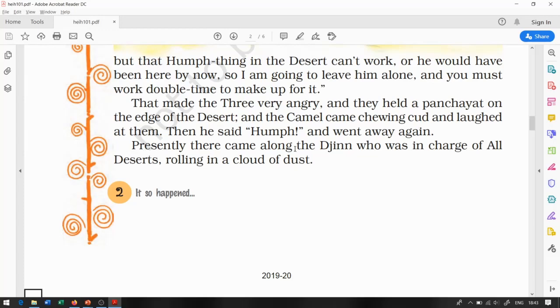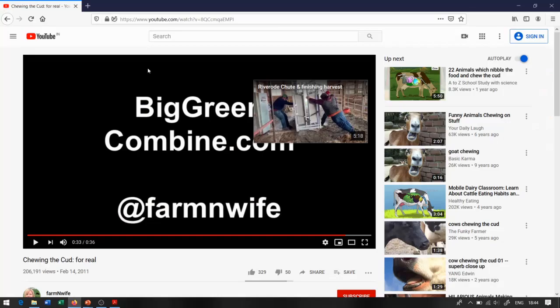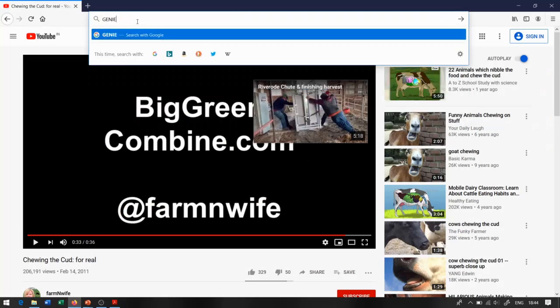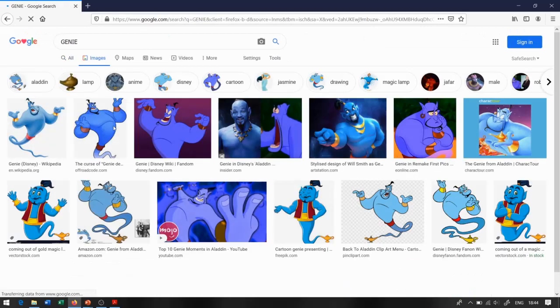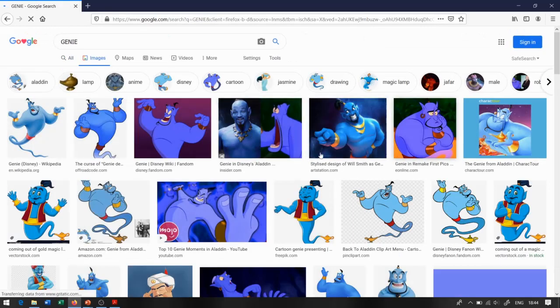Presently there came along the jinn who was in charge of all the deserts, rolling a cloud of dust. So now there comes another entry. Okay, entry किसकी होती है, जिन की. Jinn is also called a genie, which comes up, a blue air like figure, ghost like figure, which fulfills all your wishes. I've already shown you the picture of a genie in that quiz, but let me show it to you again. So this comes up, right? You must have seen this in the cartoons. So this guy comes up and does something.